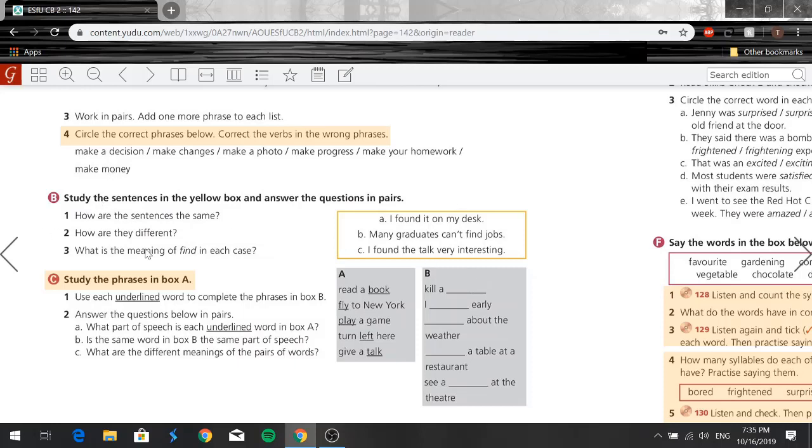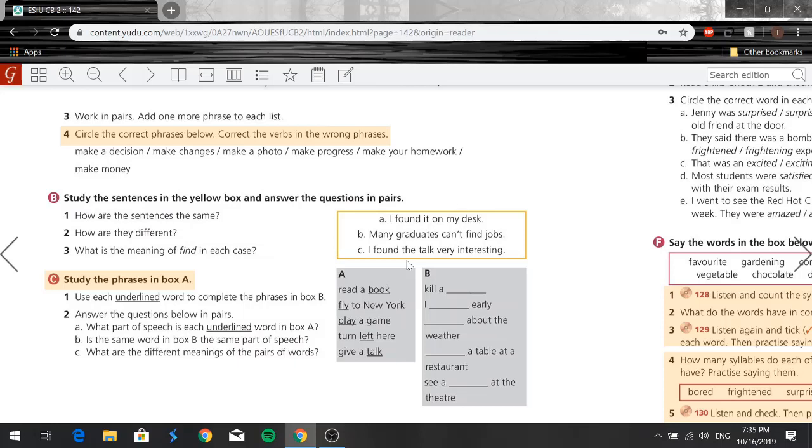How are the sentences the same? Okay, so we'll say they all contain the word find, right? Just like make above. Here we have find in the past, found, find, and again found, okay? So just like make, it's in all the sentences, okay? How are they different? Again, well, find has a different meaning in each sentence here, okay? What is the meaning of find in each case?